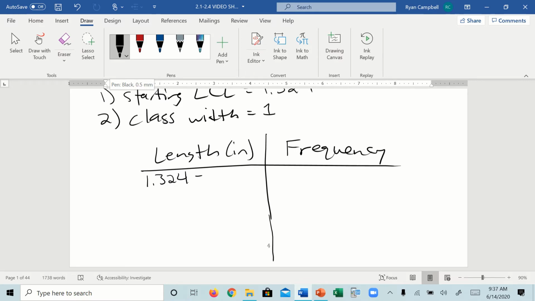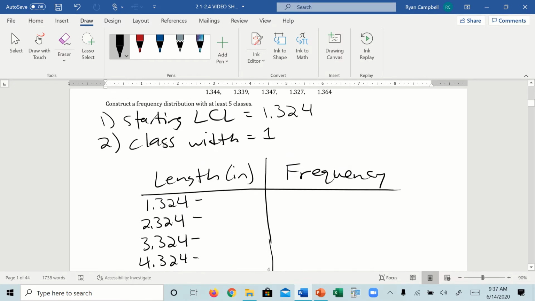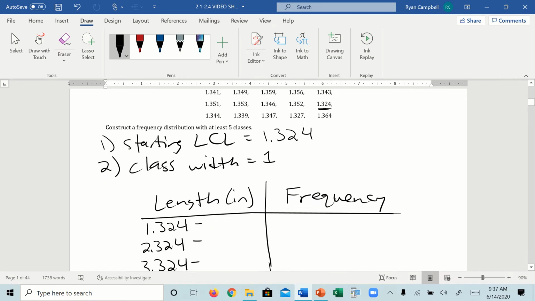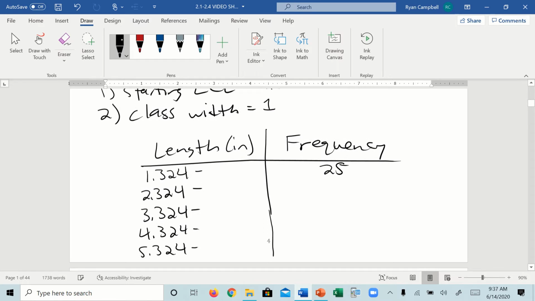So if we had a class width of 1, right? So 2.324, 3.324, 4.324, 5.324. But if you notice, right, where are all of our data going to be? All of this data is in the ones, right? Which means that all 25 are going to be in this one class. Everything else is going to be 0. So in actuality, we only have 1 class because all the ones after that is 0. So this is not a good one, right? We don't want 1 class to have all of the data. That doesn't tell us anything.